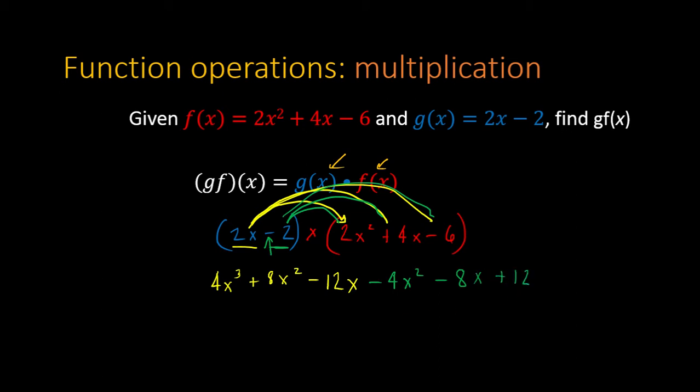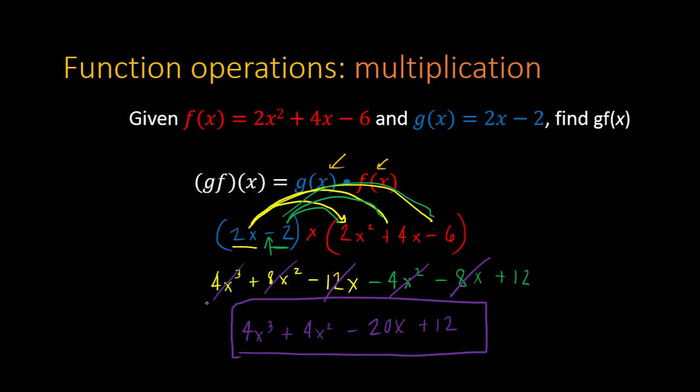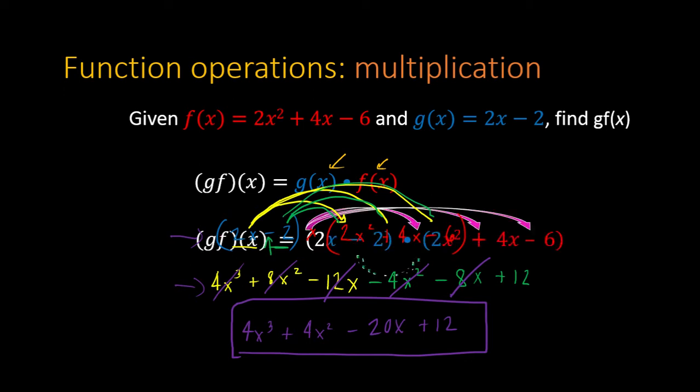So now I've done my multiplication, and I just need to simplify. So I'll combine like terms. I get 4x cubed. 8x squared minus 4x squared is 4x squared. Negative 12 minus 8 is a negative 20x, and I add 12. Okay, so doing this type of multiplication, combining like terms, these are skills we've practiced before. So really the only new thing you're learning here is just how to set up the problem, which is pretty easy, right? It's just writing the functions side by side, encapsulating them in parentheses, and knowing that we need to do our distribution. Let's practice again.